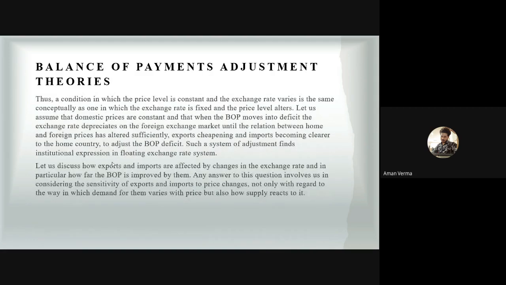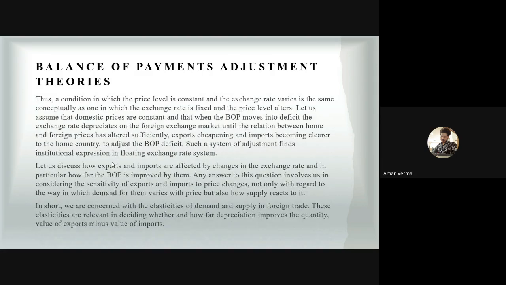Thus, a condition in which the price level is constant and the exchange rate varies is the same conceptually as one in which the exchange rate is fixed and the price level alters. Let us assume that domestic prices are constant and that when the balance of payment moves into deficit, the exchange rate depreciates on the foreign exchange market until the relation between home and foreign prices has altered sufficiently, exports becoming cheaper and imports dearer to the home country, to adjust the balance of payment deficit. Such a system of adjustment finds institutional expression in the floating exchange rate system.